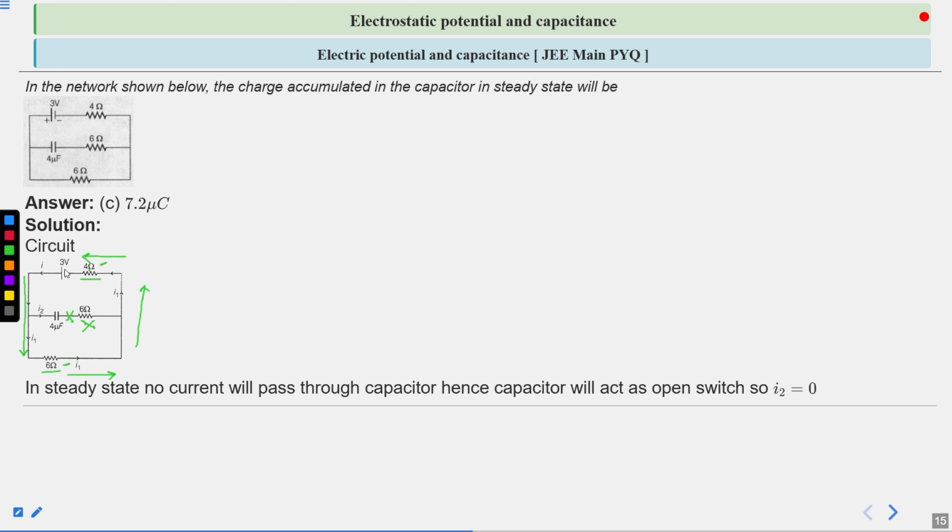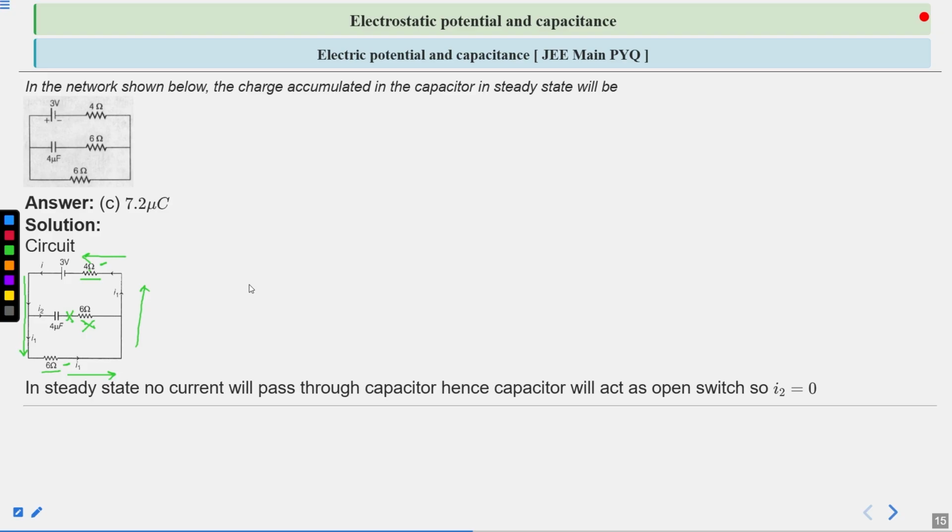And what is the current? We want to find the current. So V by R, 3 by 10. This I1 is equal to I, since I2 becomes 0. So 3 by 10 is the current.